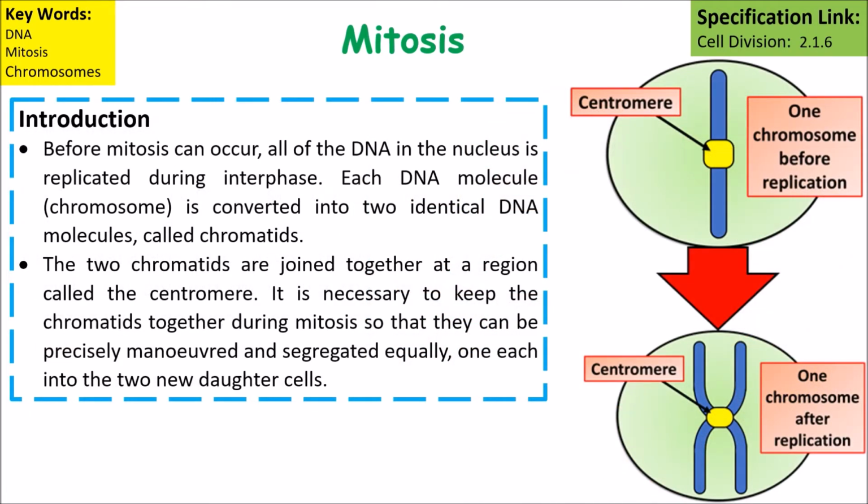Before mitosis can occur, all of the DNA needs to be replicated during interphase. Each DNA molecule is converted into two identical DNA molecules called chromatids. The two chromatids are joined together at a region called the centromere. It is necessary to keep the chromatids together during mitosis so that they can be precisely manoeuvred and segregated equally, one to each new daughter cell.